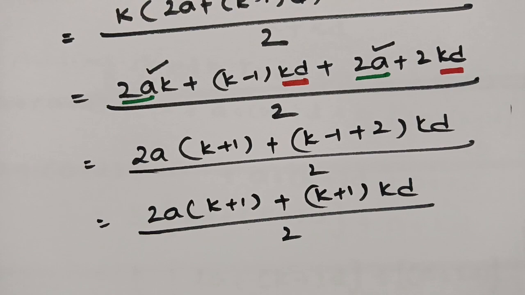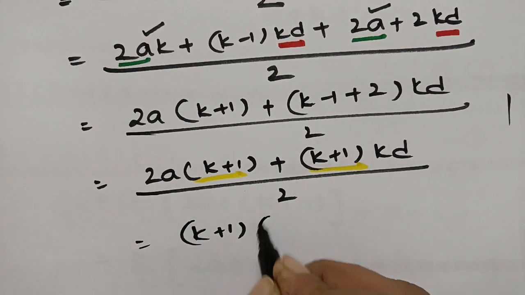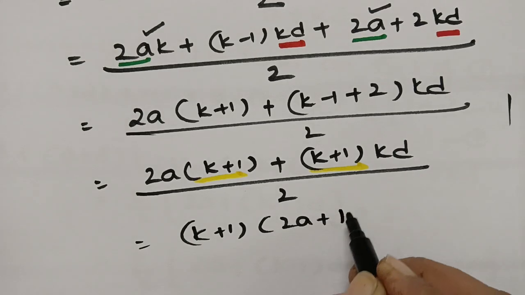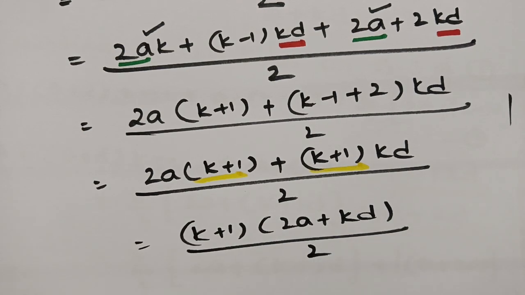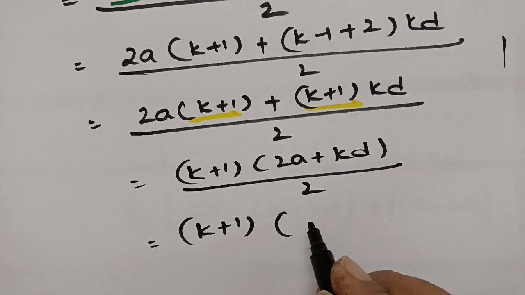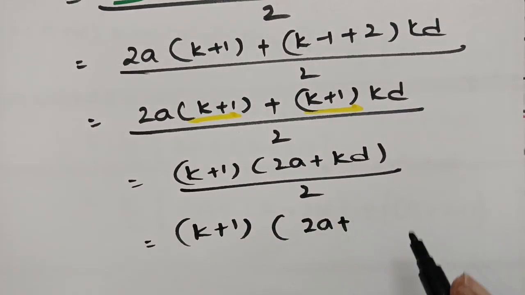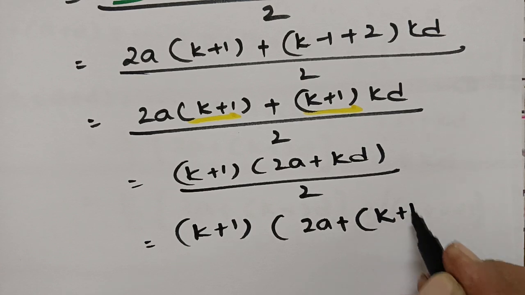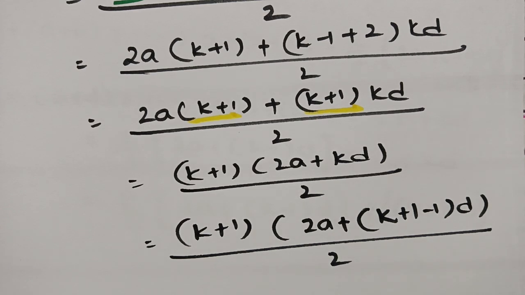So if you observe this one, k plus 1 is common here. So after taking k plus 1 common, what remains here? This is 2a plus this value is kd. Clear? This value is kd by 2. And now this can be written as k plus 1 into, so if you see, this is 2a in terms of this k plus 1. I am going to write k as k plus 1 minus 1 into d, as I am adding and subtracting.